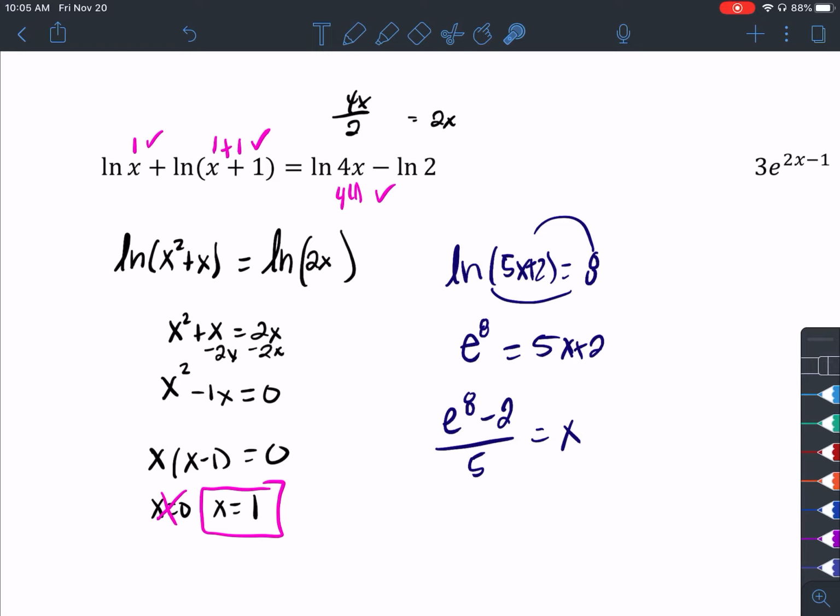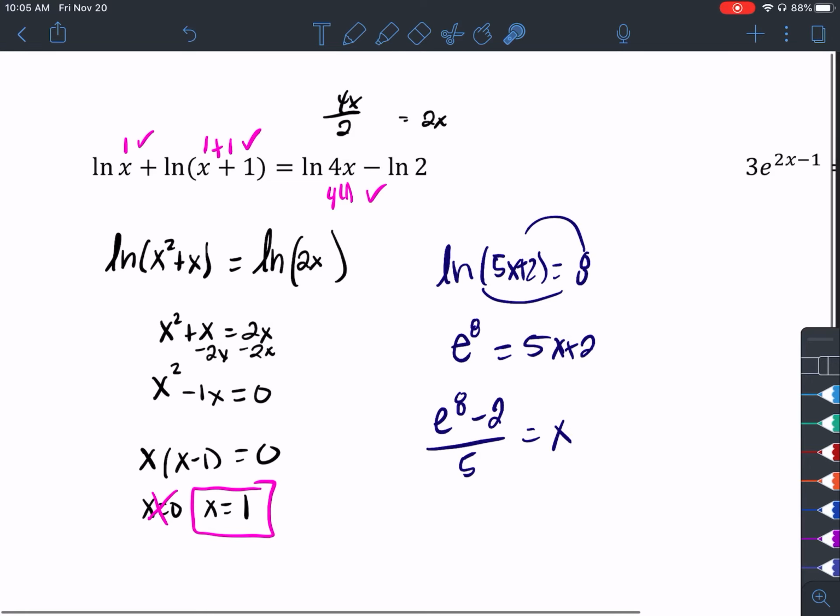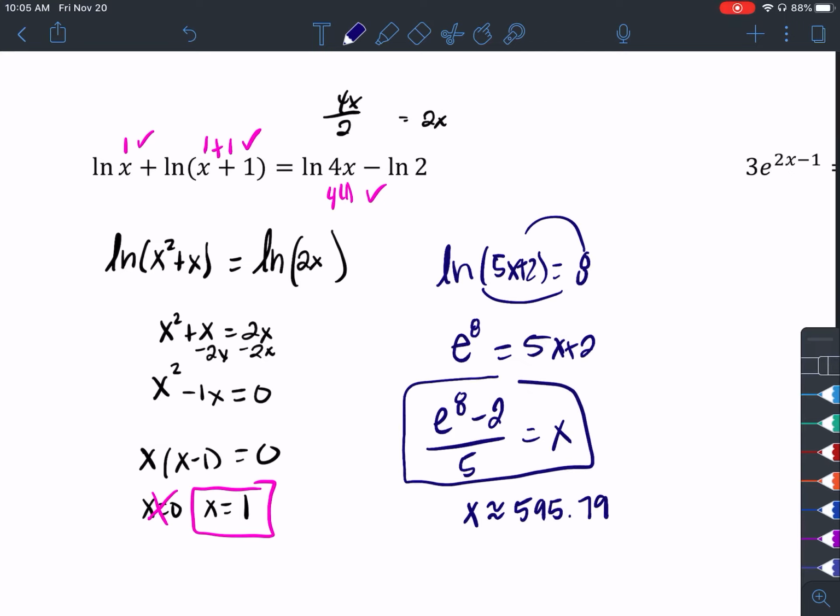Really cool, your calculator has an e button. Most of the time, e to the power is the same thing as your ln button. You just have to get it to the alternate setting. So I'm going to do e to the 8th minus 2, all of that divided by 5. And here, for this problem I just made up, x would be approximately 595.79. But most of the time, people are going to expect you to leave your answer like this unless you are in the world of applications.